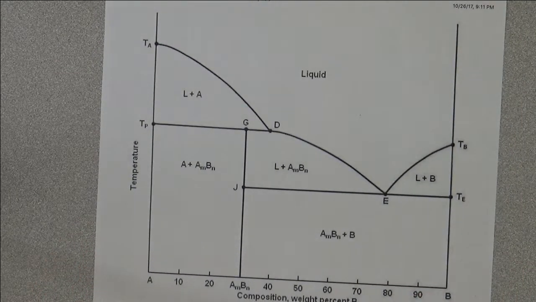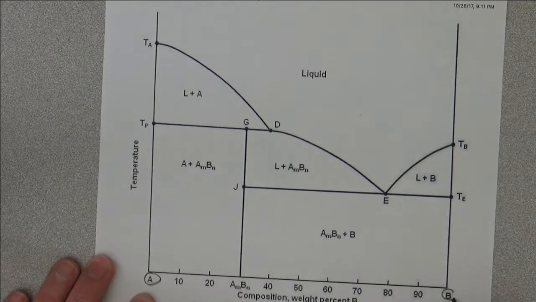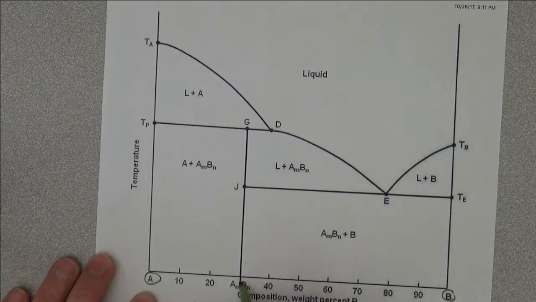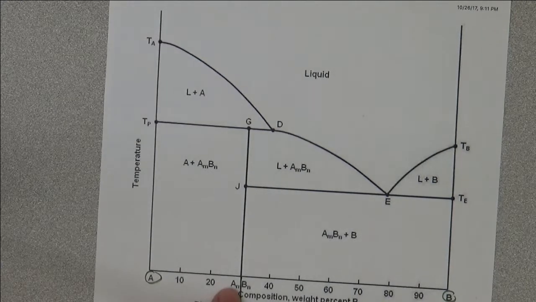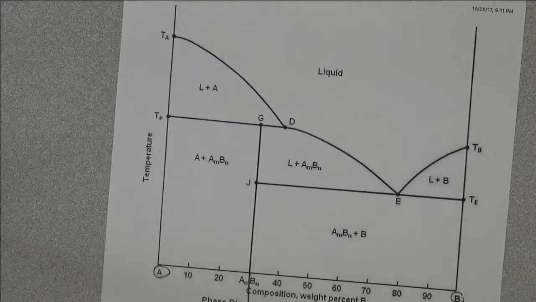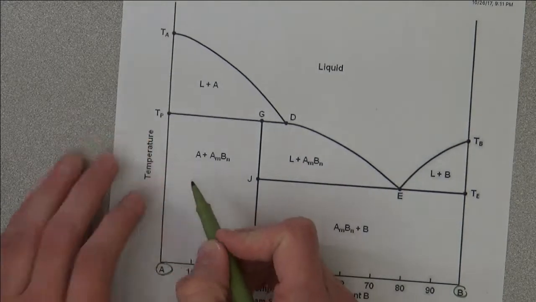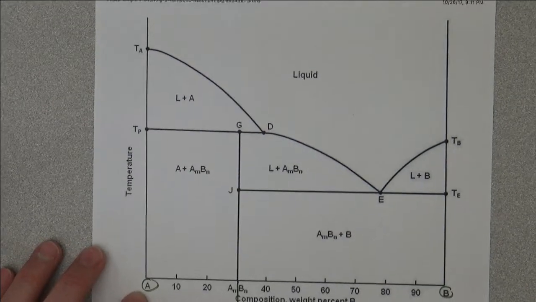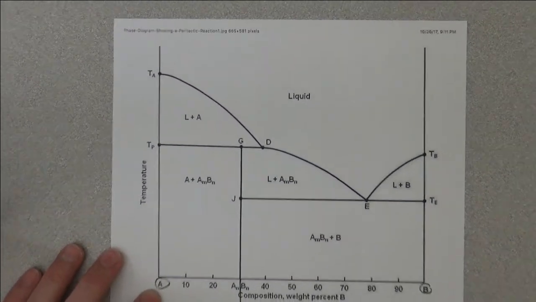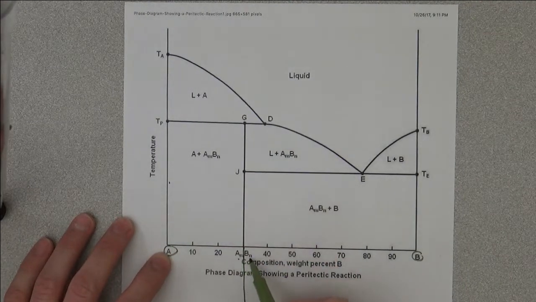So this is a phase diagram of A atoms and B atoms. Here we have a line compound, which is basically 30 weight percent B. And these A and B are also line compounds. So this is A, that's AMBN.